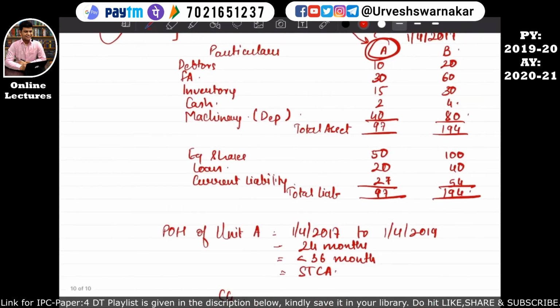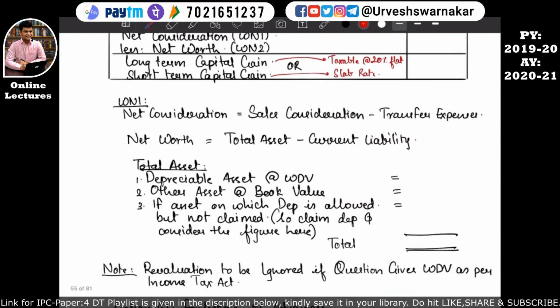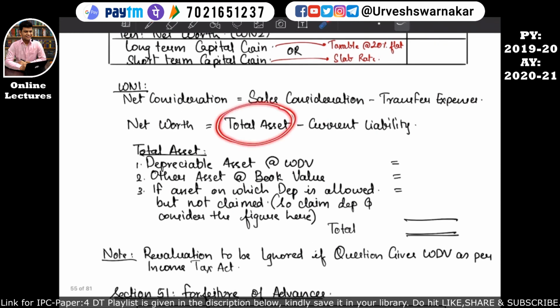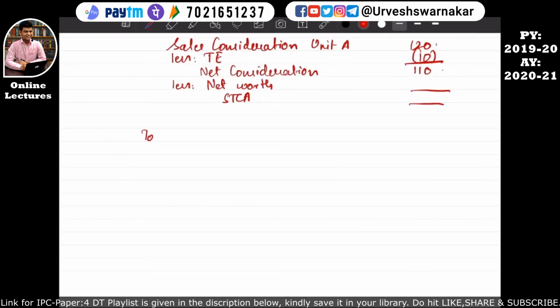For calculating the net worth, what is the formula given? Total assets minus current liabilities. So what does total assets mean? Depreciable assets at the rate WDV, other assets at the rate book value. If an asset on which depreciation is allowed but not claimed, then we need to claim depreciation. I hope this is quite clear to you all. So now let's calculate the total assets value.